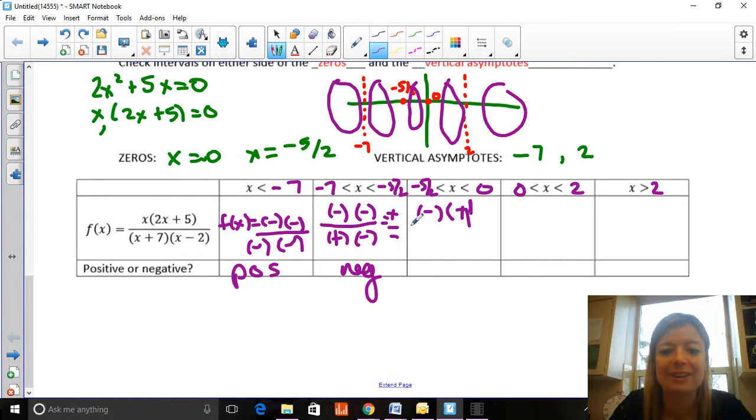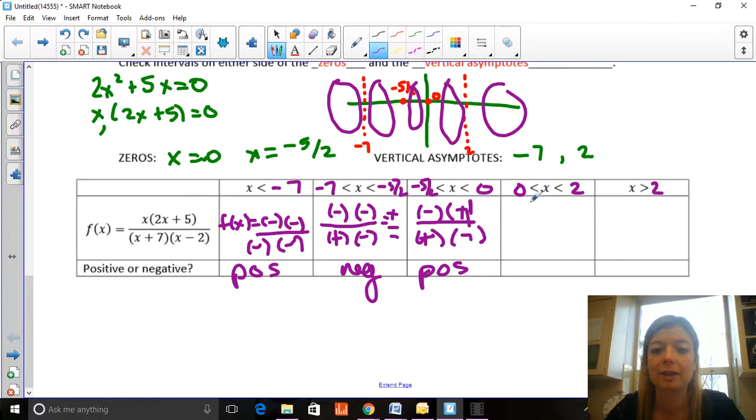Positive. X plus 7 is positive, and x minus 2 is negative. So you have a negative divided by a negative, so that becomes positive. Let's see if we can keep going.